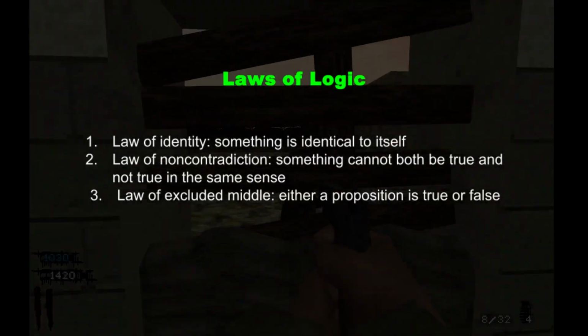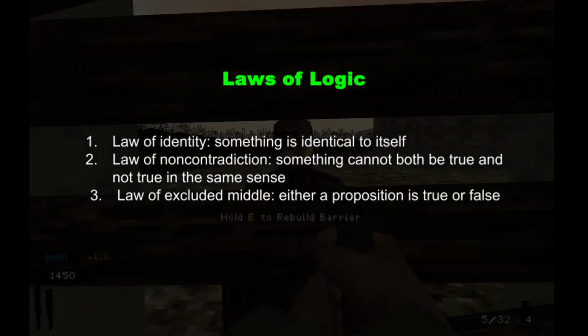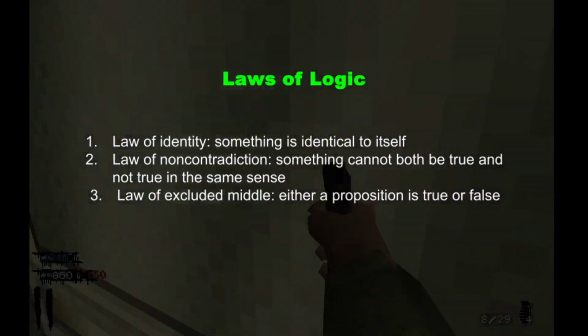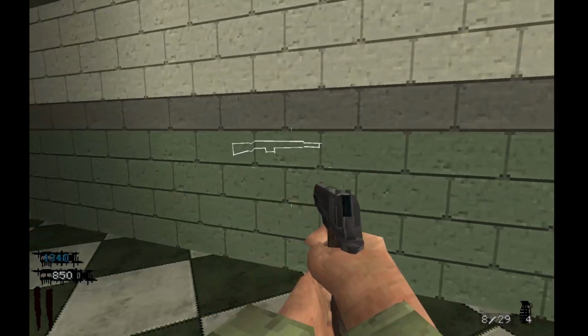For example, you can't say that John exists and that John doesn't exist at the same time and in the same way. And finally, we have the law of excluded middle. Either a statement is true or it isn't true. There isn't a middle ground or halfway. Either a statement is true or false.